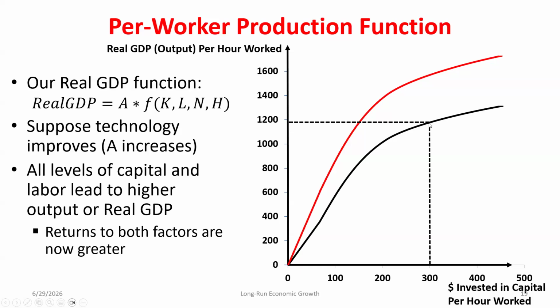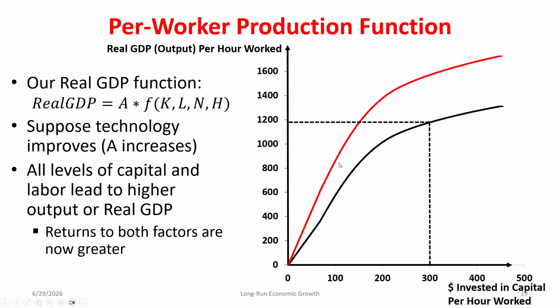Before, I had to make a $300 investment into capital. After this technology improvement, I don't need as much as before, right? Because the same amount of capital is now more effective or more productive. So to get that same approximately 1,200 units of output, I don't need as much capital as before. I need less, right? So that's one way of thinking about why technology improvements are actually going to increase this production function.